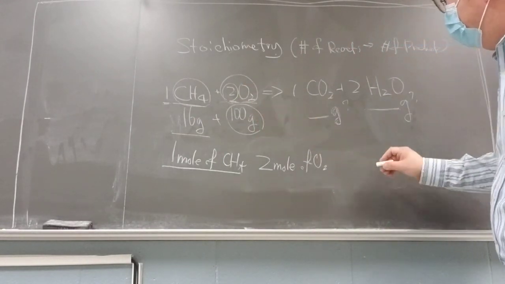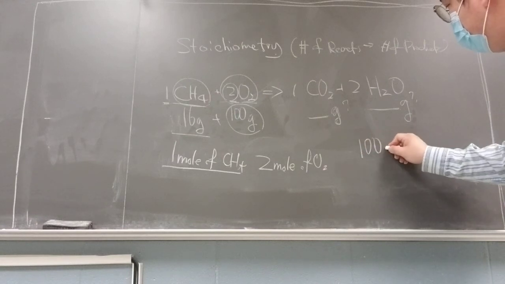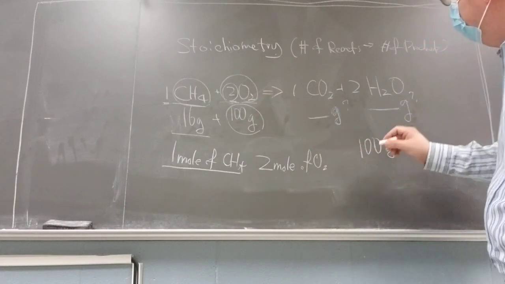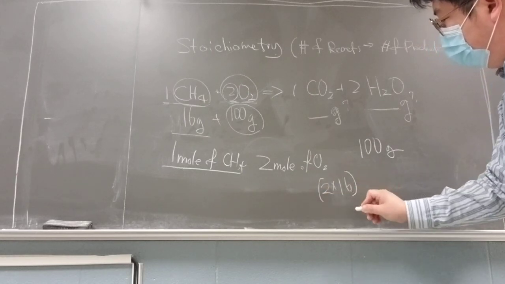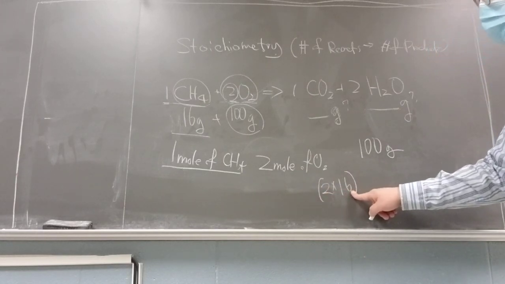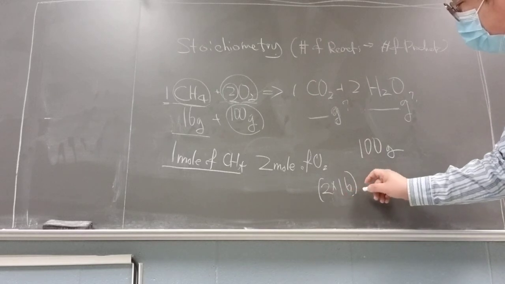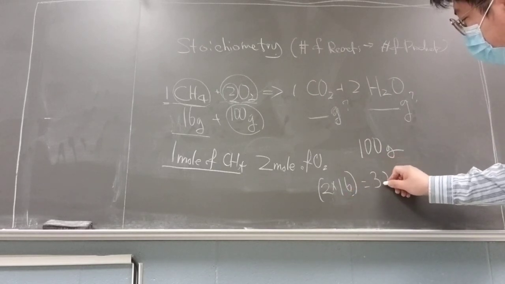So let's do this one though. This is 100 grams. And then this O2 means there are two oxygens, which is two times 16, where 16 is the atomic mass of oxygen. So this O2 will be 32 grams per mole.